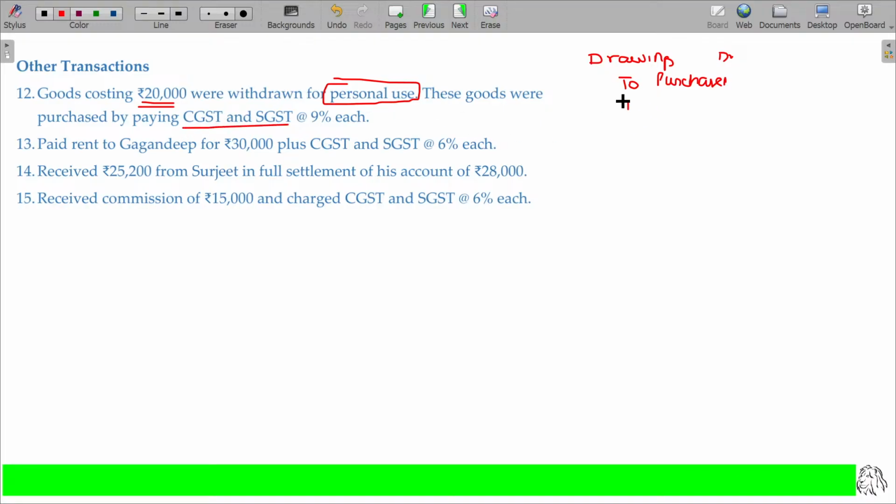CGST and SGST, CGST input, SGST input. Input reversal. Don't name this being output, right? The purchase value is 20,000 and 9% being 1,800 for CGST, SGST 1,800. Overall value being 23,600.